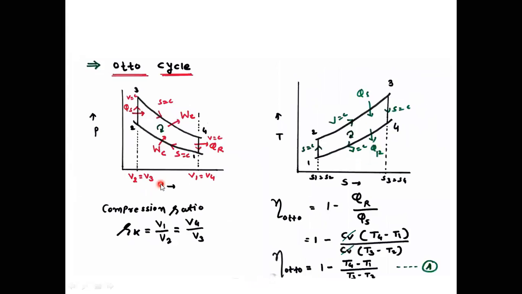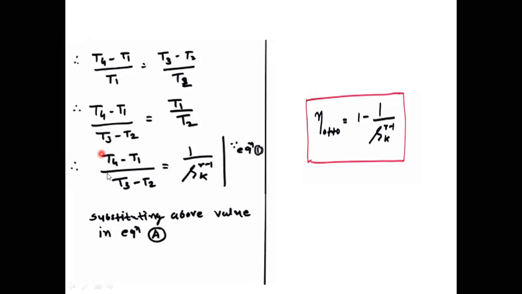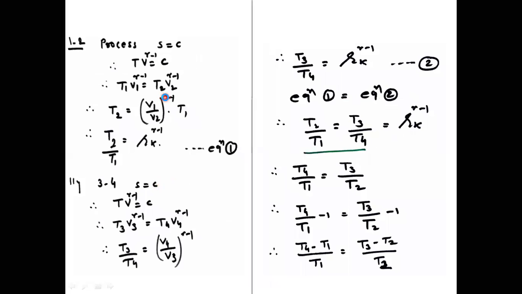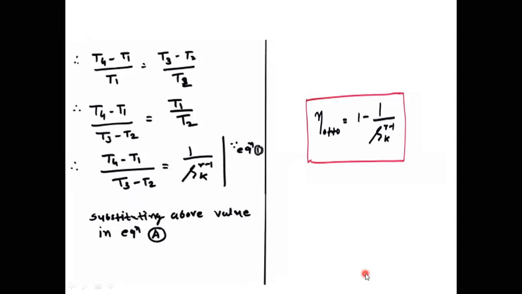Okay, and substitute this value in equation A. What is equation A? This equation. And this value, T4 minus T1 divided by T3 minus T2, is 1 upon RK raised to gamma minus 1. So here you have to put 1 upon RK raised to gamma minus 1. So I can get the final equation. The air standard efficiency of the Otto cycle is 1 minus 1 upon RK raised to gamma minus 1.